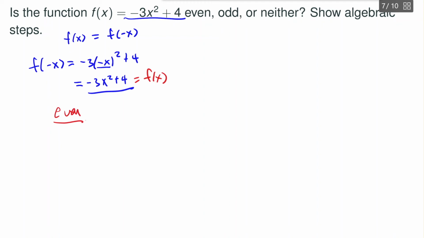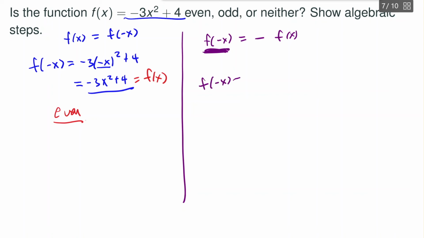But let's also check if it's odd. In order to be an odd function, this has to be true: f of negative x must equal negative f of x. But we already did f of negative x, right? f of negative x was negative 3x squared plus 4, which was actually f of x. So f of x is not negative f of x. So no, this is not odd. It's only even.